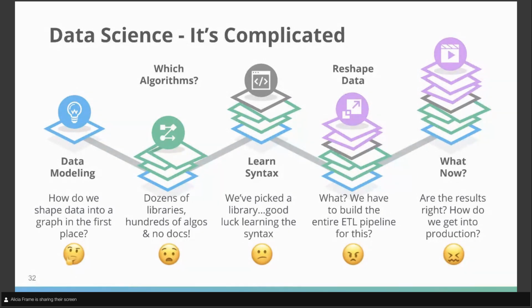Once I've picked a library, the syntax is inconsistent. It's hard. I have to build an ETL pipeline to transform my data into the right shape for that particular library, and to do something with it to get it back out and save it. And then when I've said, fine, maybe I got all this to work, good job me, how do I put that into production? Do these things even scale?